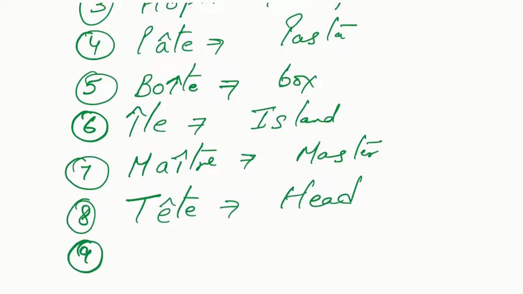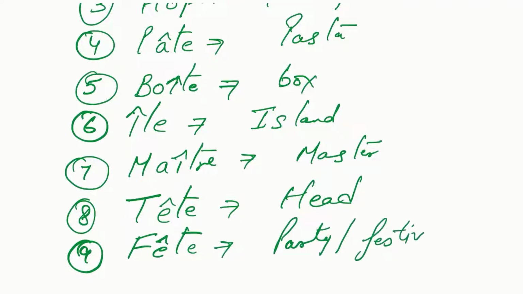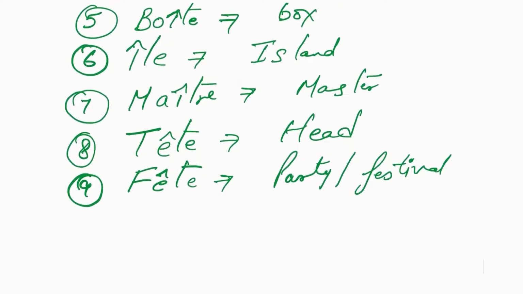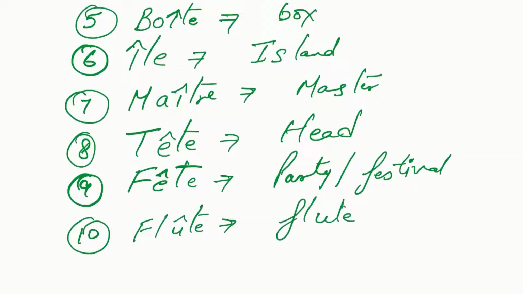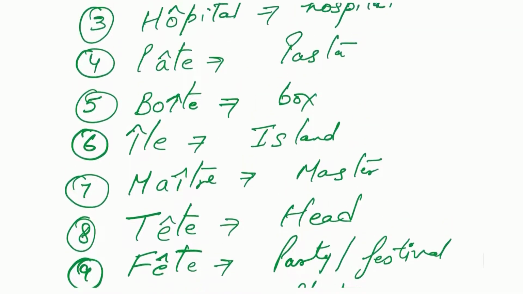The ninth one. Fête. Fête. This means party or festival. Meanings are two, party or festival, but the word is fête in French. Let's see the tenth one now. Flûte. This means flute. Okay, so we have done 10 examples. Let's revise them once again.